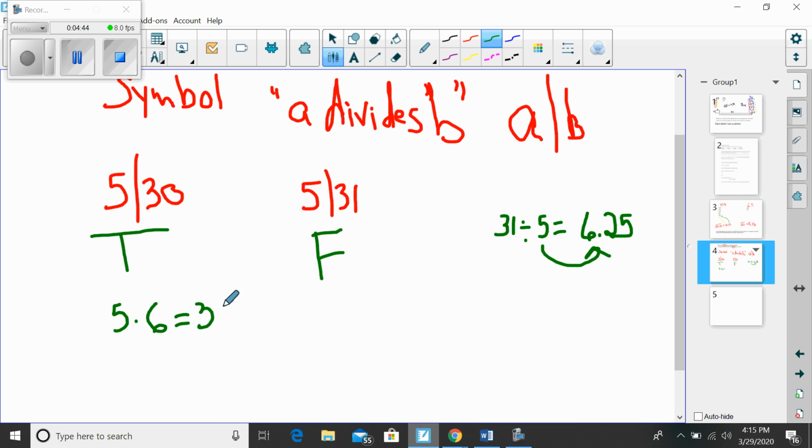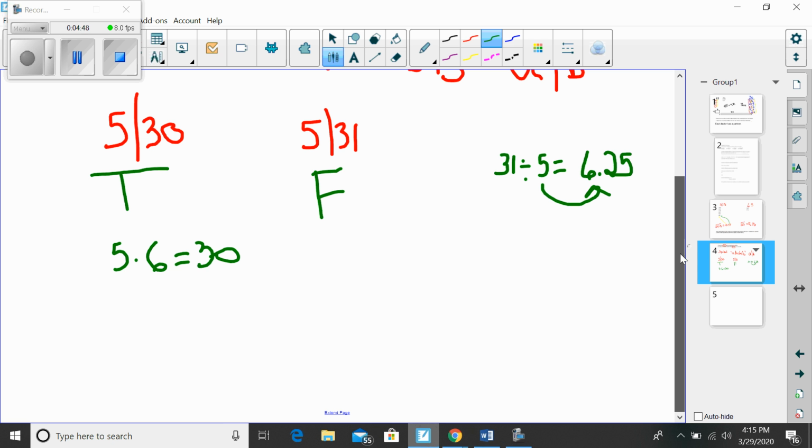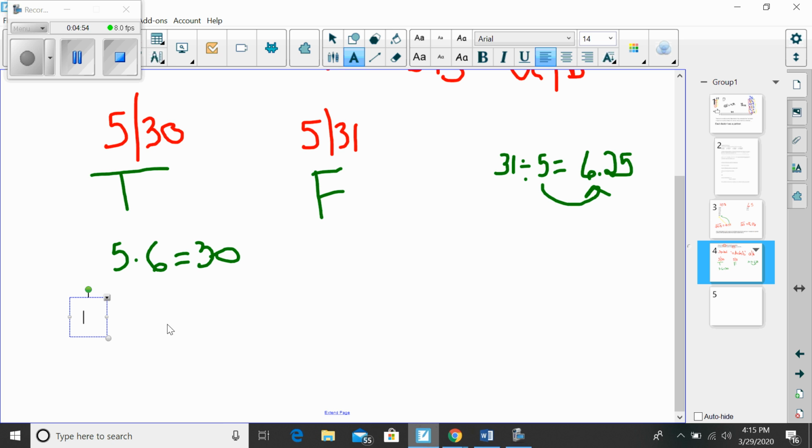So that's going to get me to a college level definition of divides, where we are going to say this. Let me switch to text box since it's easier. And I'm going to say A divides B.